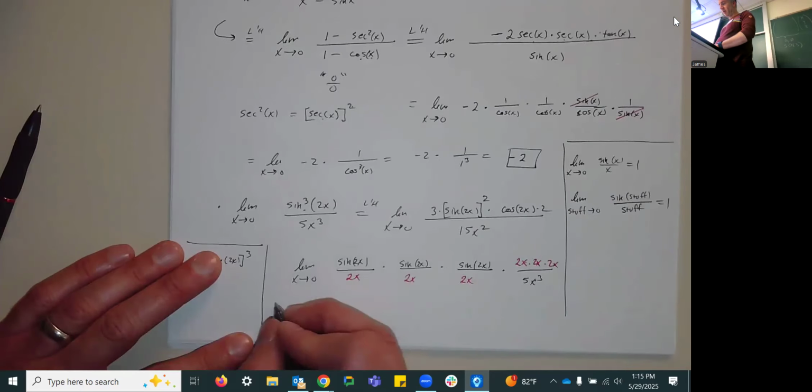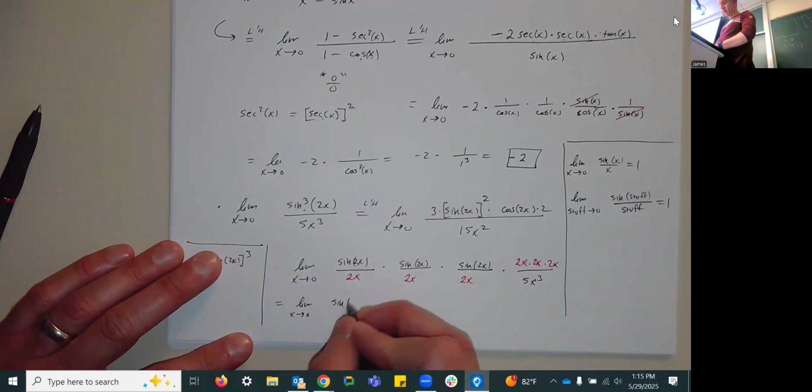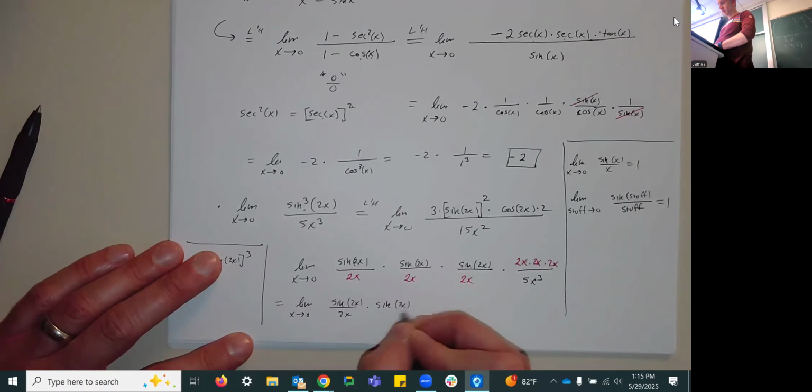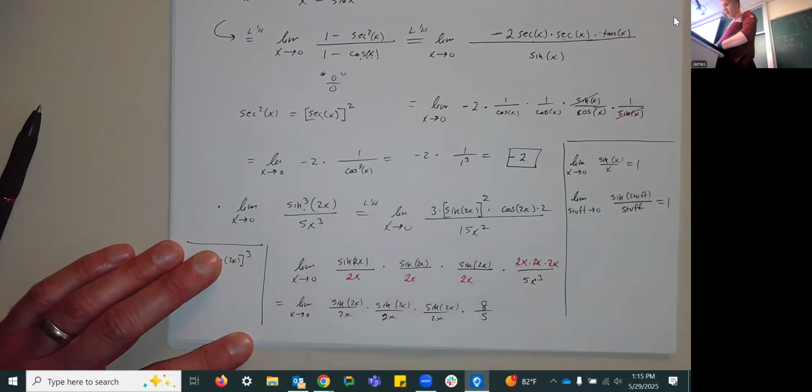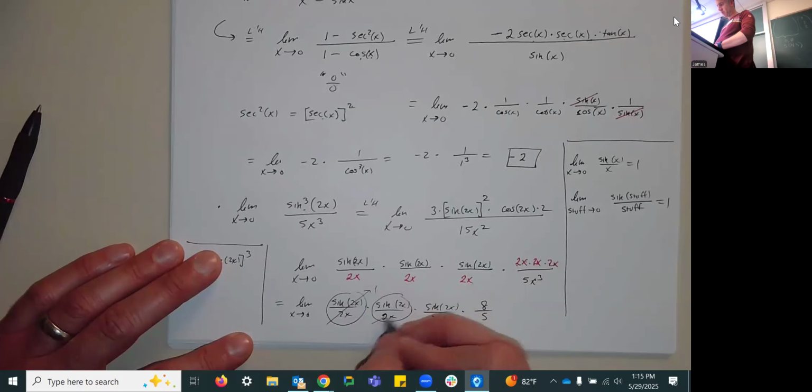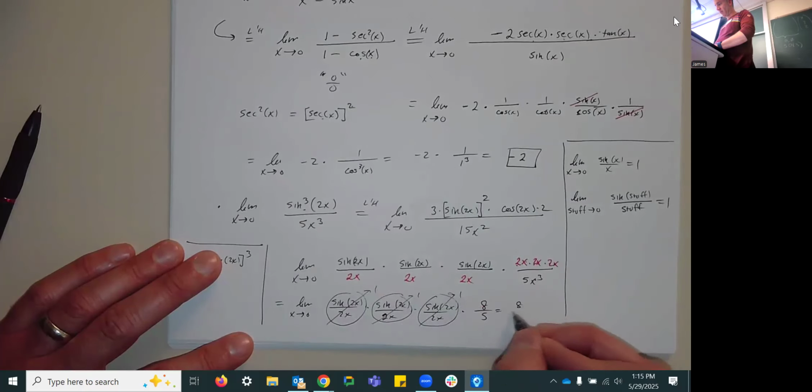So this ends up becoming the limit as x approaches 0 of sine of 2x over 2x times sine of 2x over 2x times sine of 2x over 2x times 2 times 2 times 2 over 5. And each of these has a limit that is 1. So we end up with an answer of 8/5.